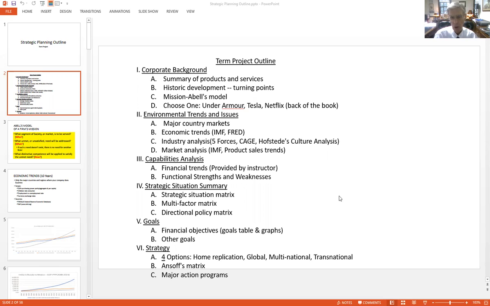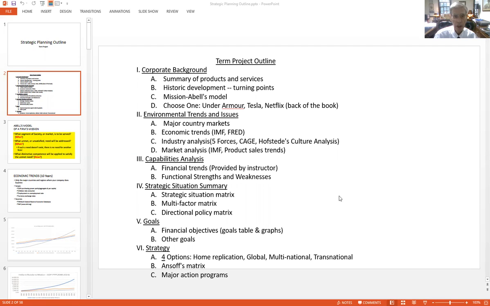And for purposes of my current course in strategic management, there are 3 possible cases that can be chosen from, and they are in the back of our textbook. And those cases are summaries of Under Armour, Tesla, and Netflix. In other courses, other cases will be involved and available.